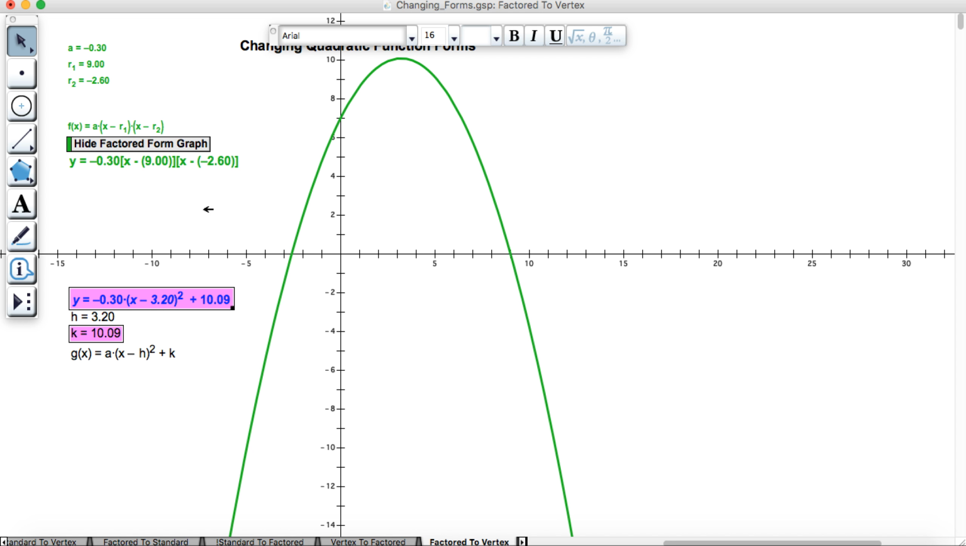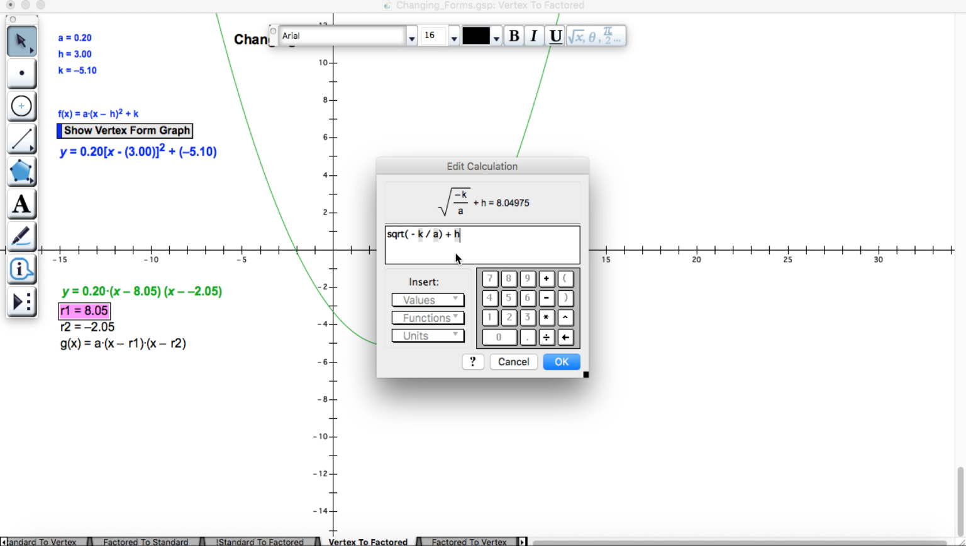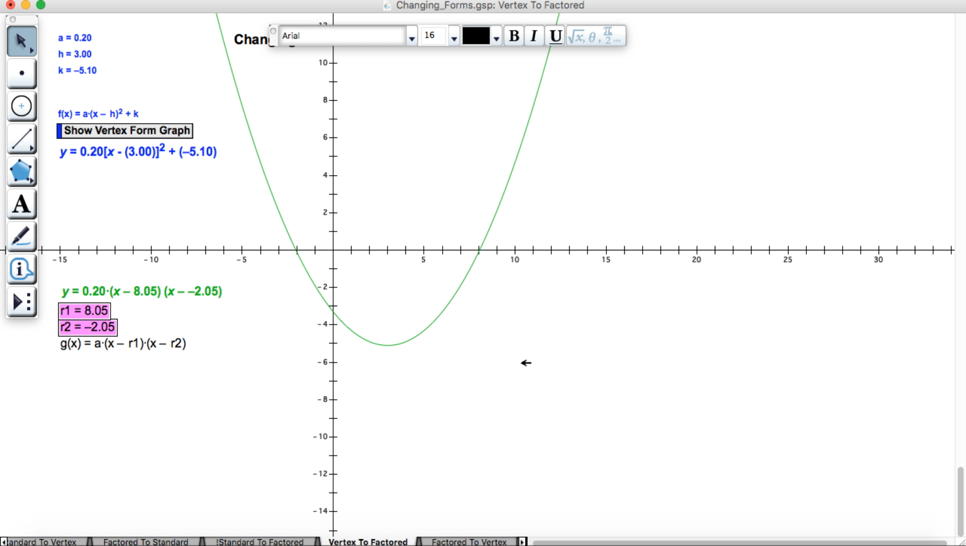So I did struggle with that a little bit at first. I'm trying to remember what else I was stuck on. Oh, I guess it was also vertex to factored. So my equation is the square root of negative k over a plus h, and then for the other one, it's the negative square root. I was trying to figure out, is there a way that we could put in a plus or minus and save ourselves a little bit of work?